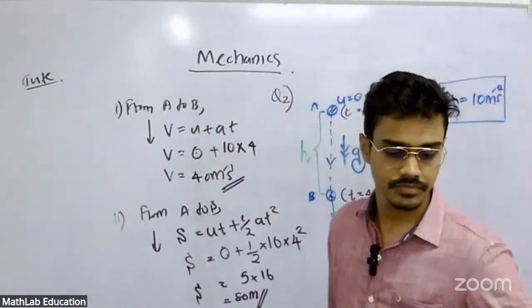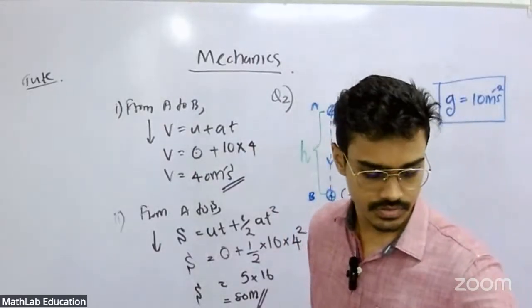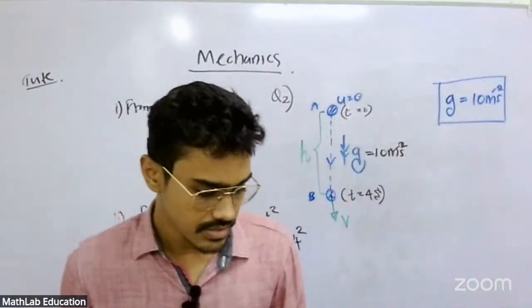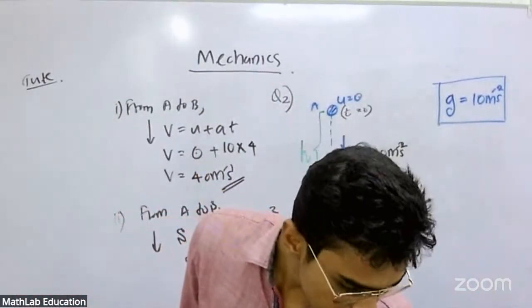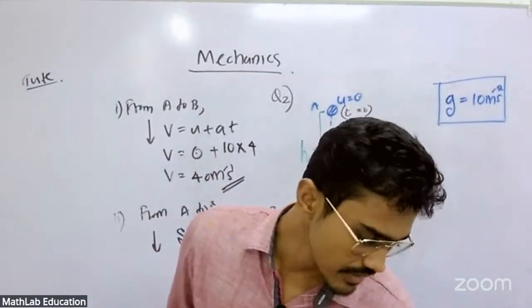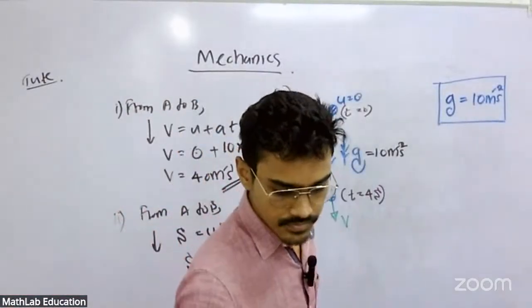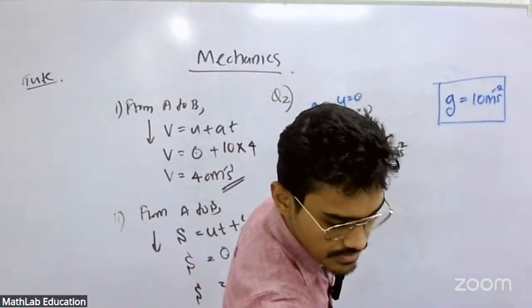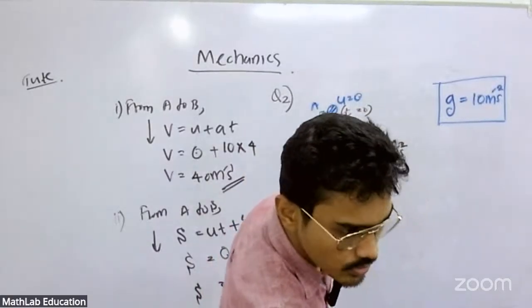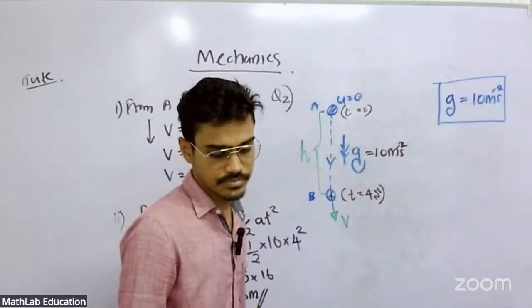Understood? From that also you can do it. Then, the final velocity is known, so you can use it. Final velocity is 40. So plus v as 40. Now if you are using this equation, it doesn't matter. You can use it: 40 plus 0 over 2 into 4. You will get the same answer.